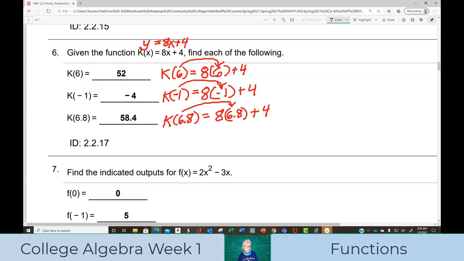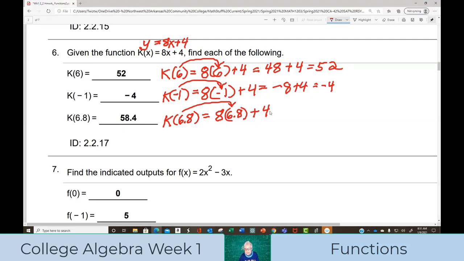Okay, well, 8 times 6 is 48, right? Plus 4 is 52. 8 times -1 is -8. I should be writing that down. -8 plus 4 is -4. And because you want to remember your order of operations also, you multiply and divide before you add and subtract. So 8 times 6 is 48, plus 4 is 52. Okay, now this, well, I mean, we could do this.